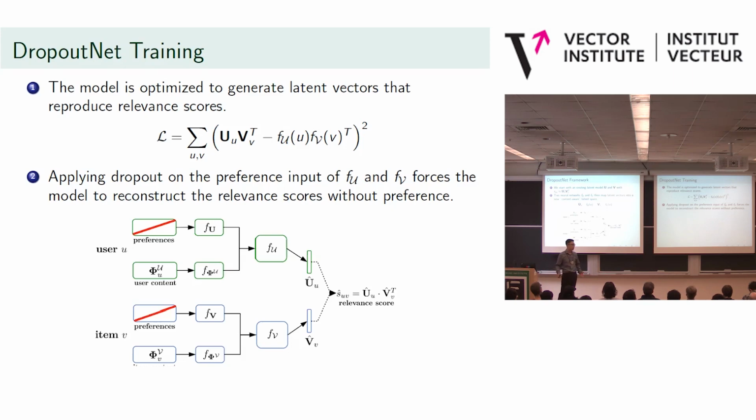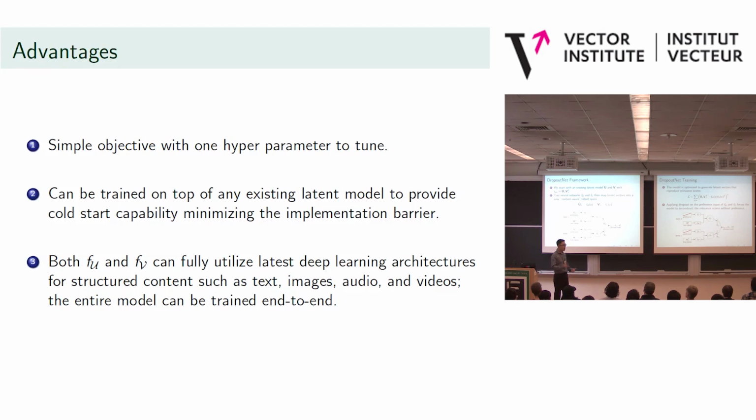And to condition this model for cold start, we then apply a dropout on the preference input of users and items, which essentially forces the network to learn how to only use the content information to then generate the latent factors.